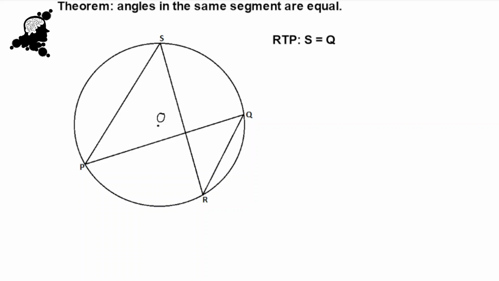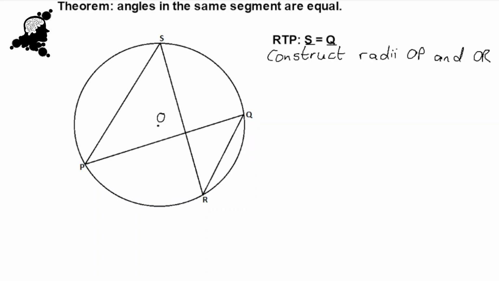The first thing that you want to do when proving this theorem is you want to construct two radii. So we are constructing the radii. Notice that the angles we're given in the question are S and Q. The radii must exclude these angles. So I'm going to construct a radius OP, and then I'm also going to construct the radius OR. This is the first step in the proof of the theorem. So let's go ahead and actually construct these radii.